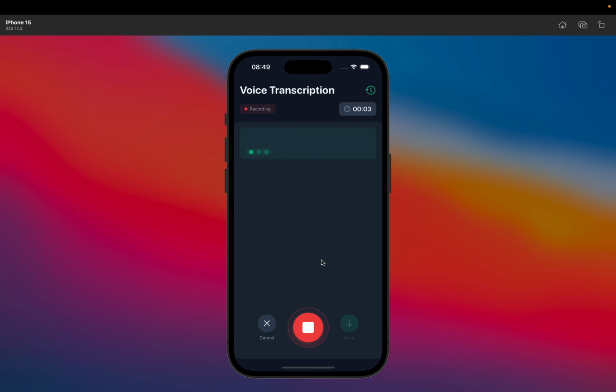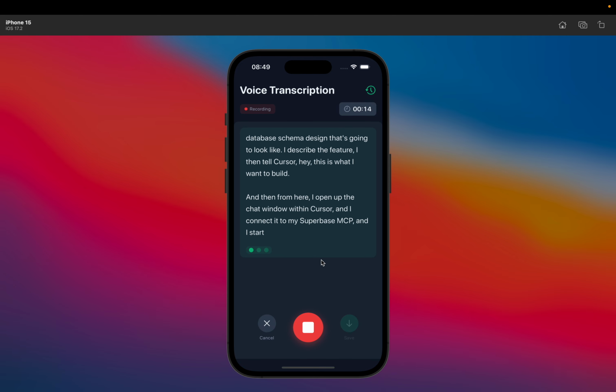I describe the feature, I then tell Cursor, hey, this is what I want to build. So then from here, I open up the chat window within Cursor and I connect it to my Supabase MCP and I start chatting back and forth about what the database design should look like. But I also use Cursor to help me generate the system design of the architecture of my application as well. And it does a really great job of it.